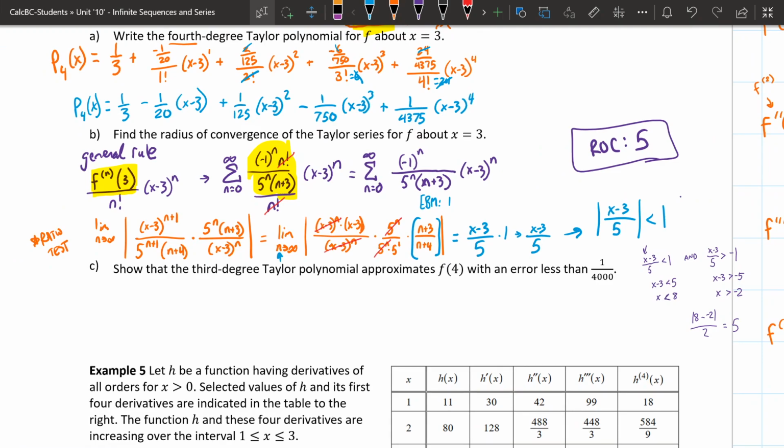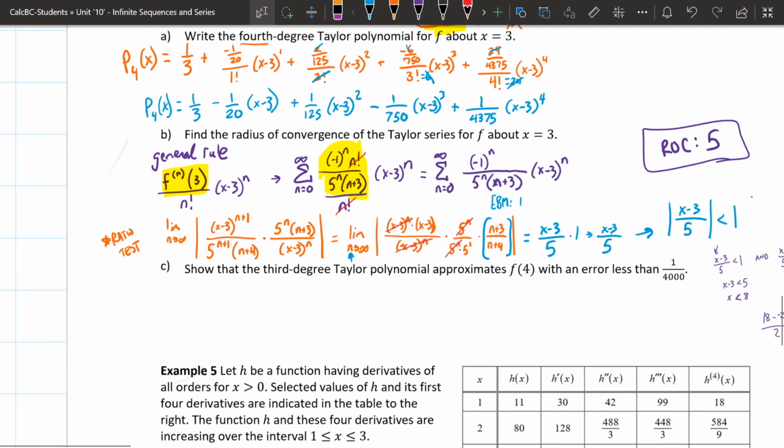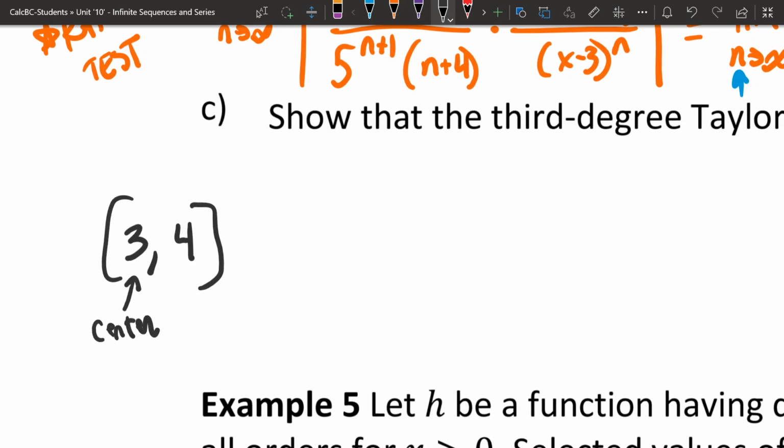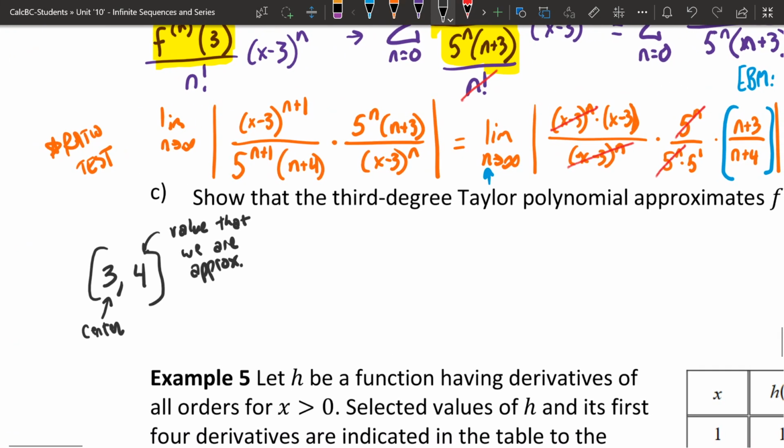All right, part C. Last part for this example says, show that the third degree Taylor polynomial approximates f of 4 with an error less than 1 over 4,000. So we know that the center is at 3, and we're going out to 4. This is our center, and 4 is the value that we are approximating. We can build our interval from that.